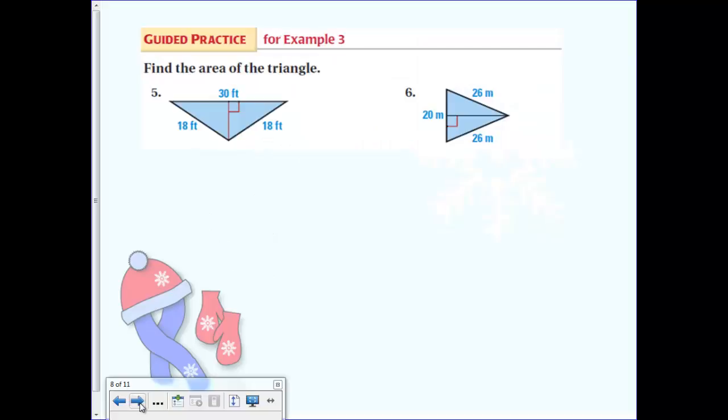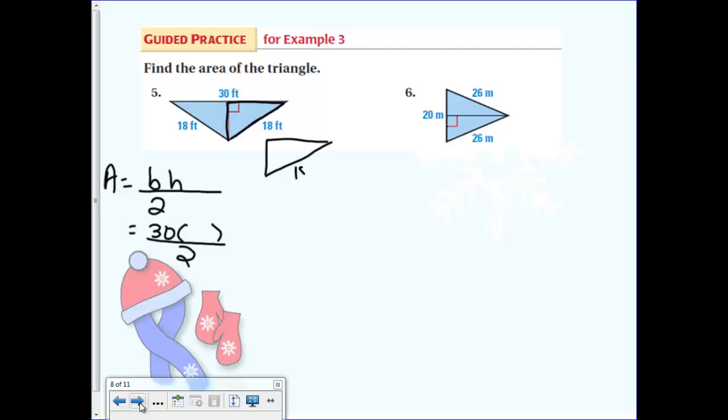Cool? How about here? Find the area of the triangle. Always start out with the area. That's my base times my height, divided by 2. What's the base of that triangle? 30 feet. Yep, 30 times my height divided by 2. Do I have my height? No. So we take our triangle, we pull it out, and we redraw it. Doesn't matter which one you pick. They're both going to be the same. I do need to see it redrawn, though. This is 18. Here's my right angle. How big is this?